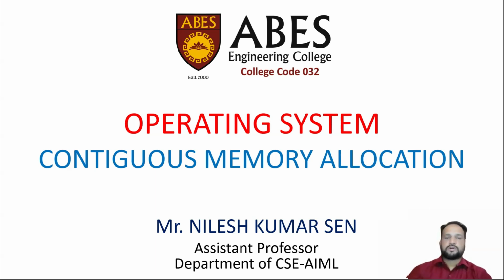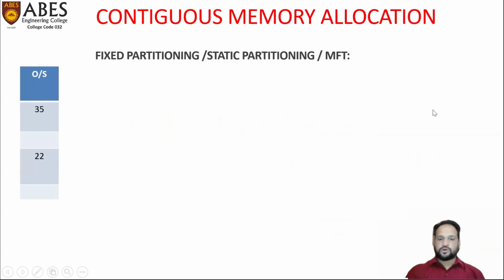Today in this lecture series, we are going to learn about contiguous memory allocation. So, what is contiguous memory allocation? It means setting up the partition boundaries and allocating one single contiguous block of memory to a single process.